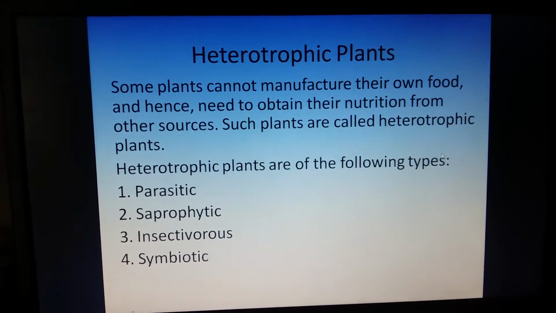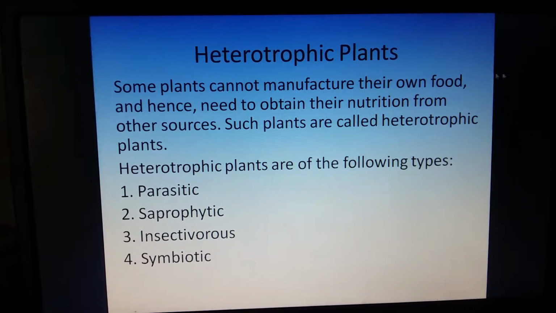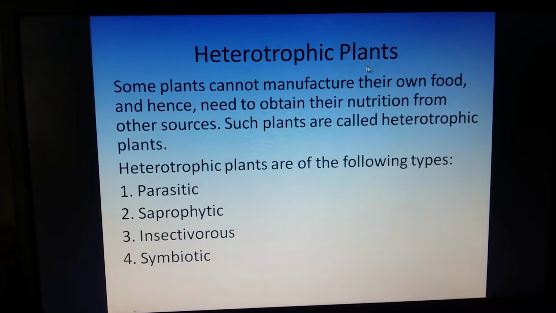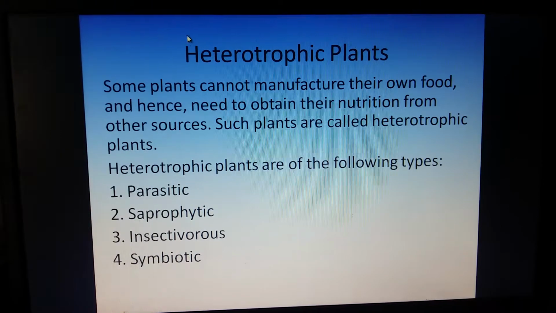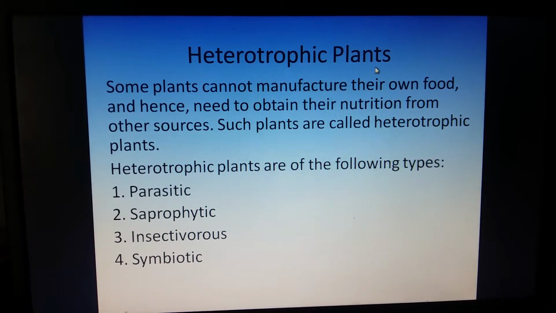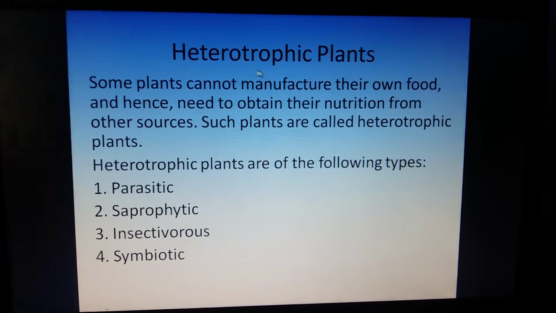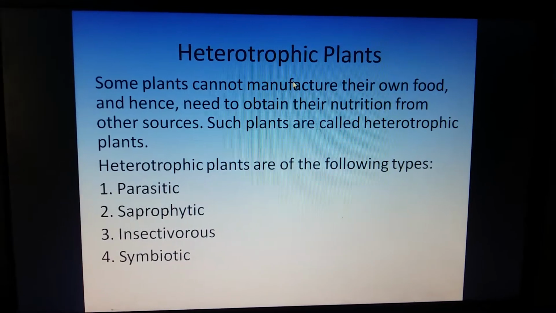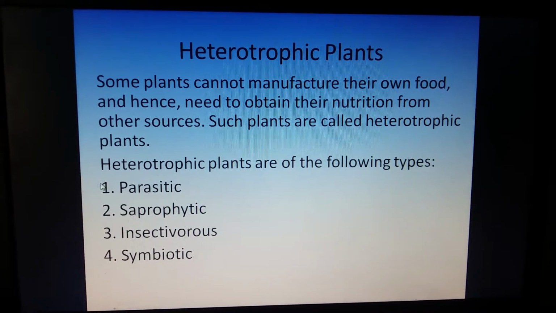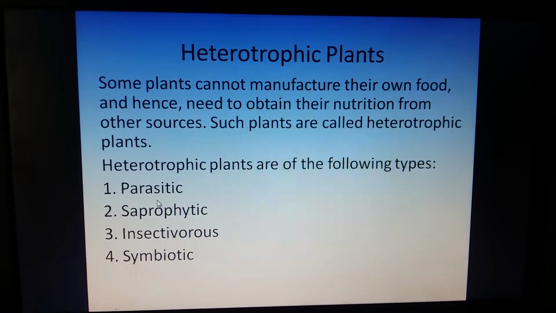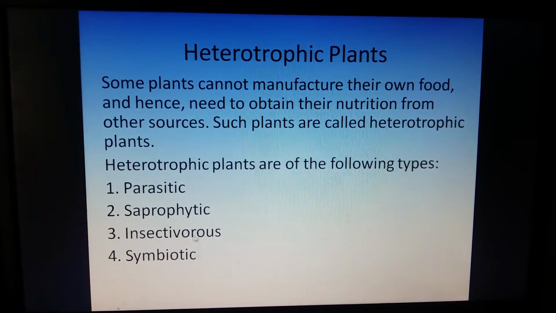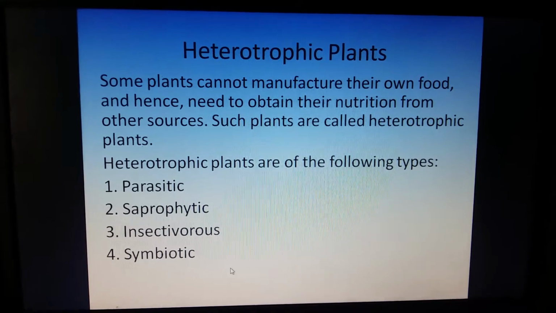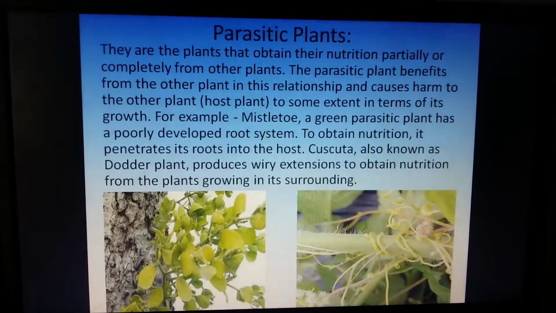But there are certain plants which cannot perform photosynthesis. They are known as heterotrophic plants. Heterotrophs means those organisms which depend on some other organism for food. So there are plants which cannot perform photosynthesis but depend on other sources, and such plants could be categorized under 4 categories: parasitic, saprophytic, insectivorous, or symbiotic. Let us see them one by one.